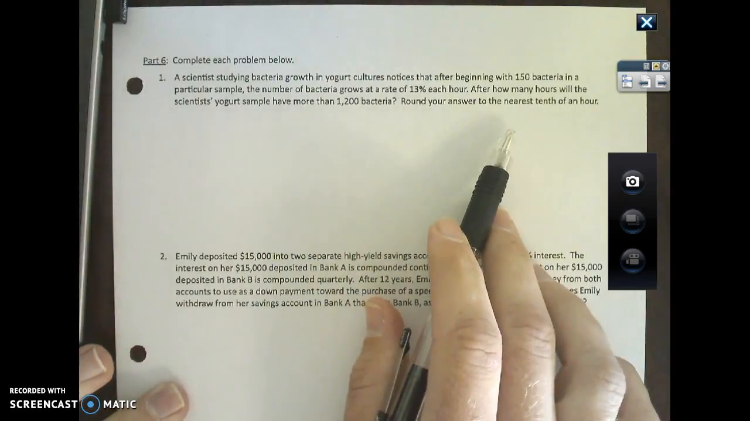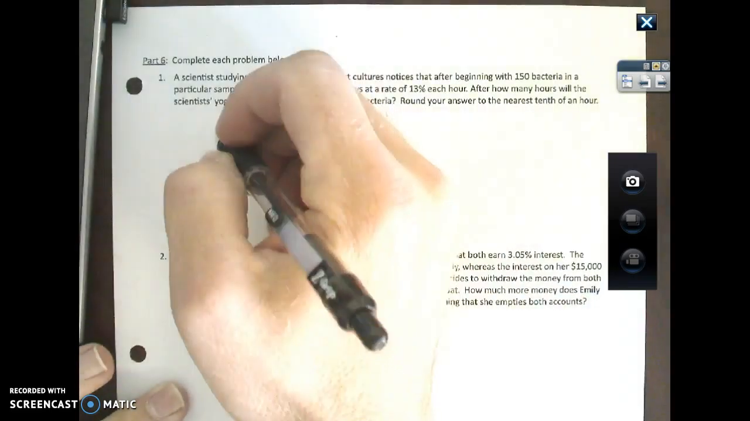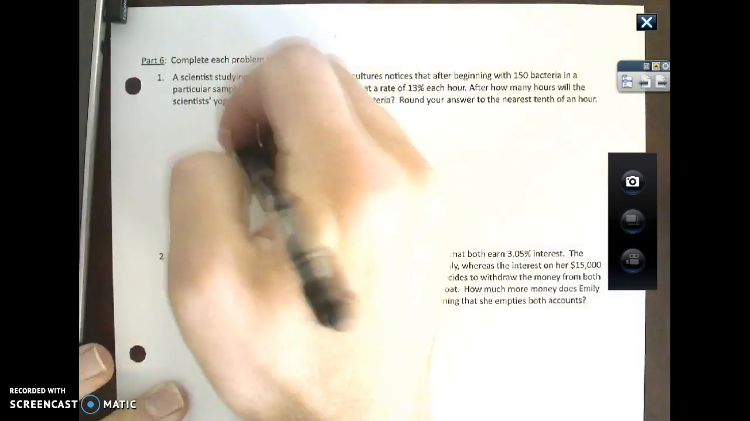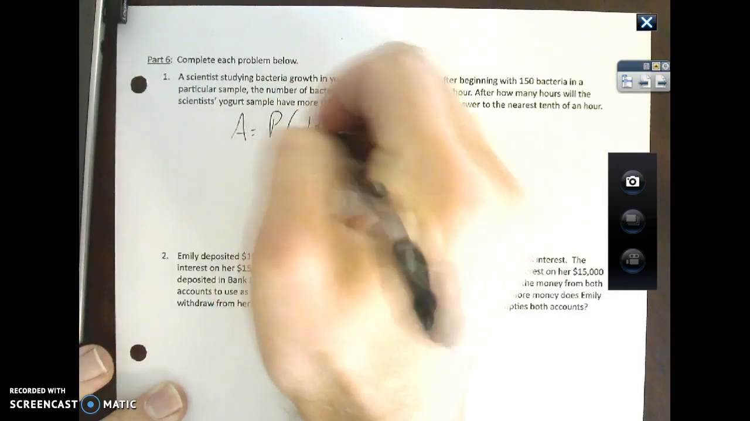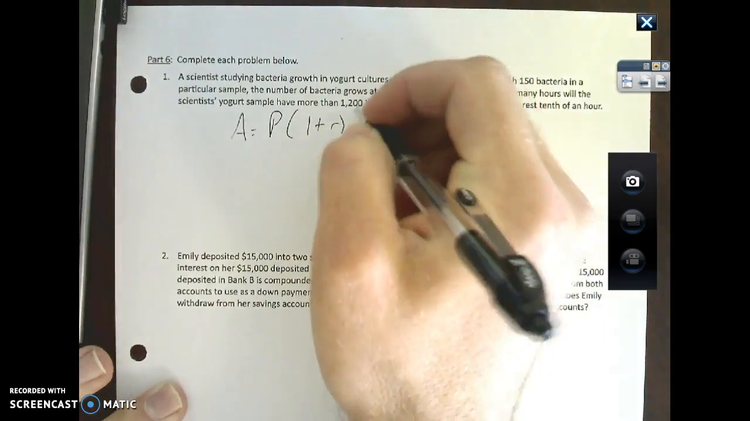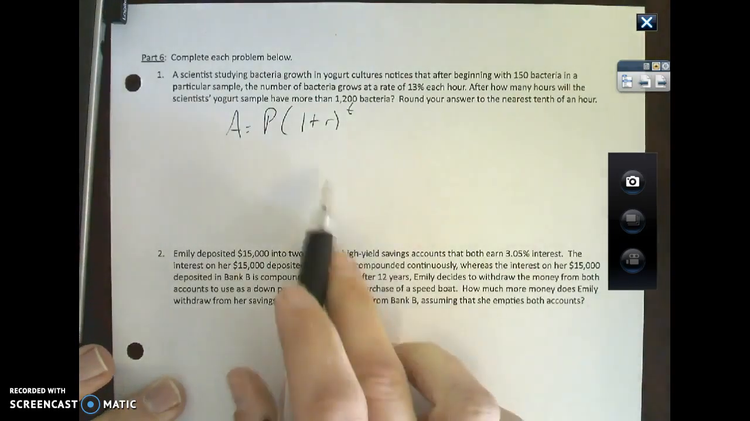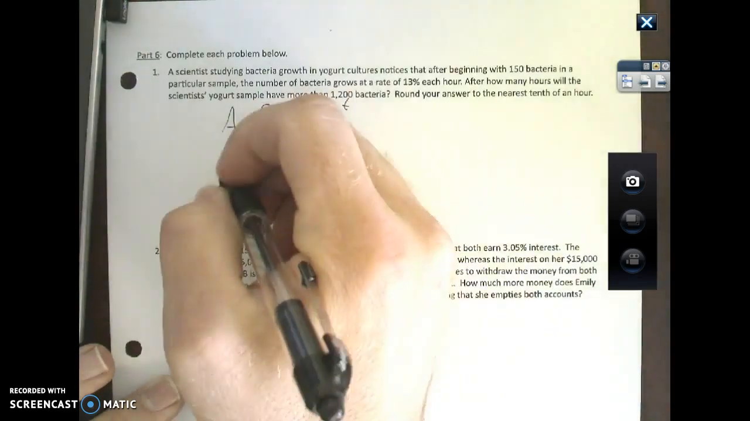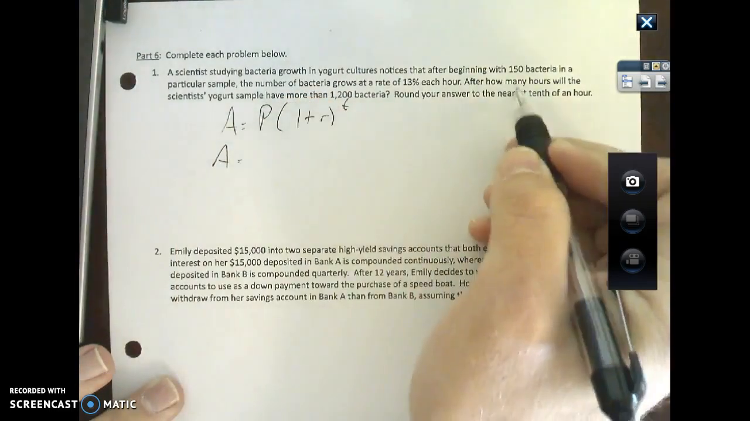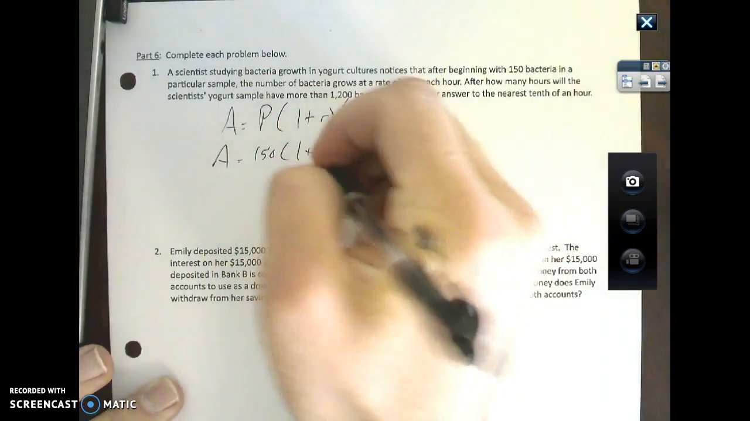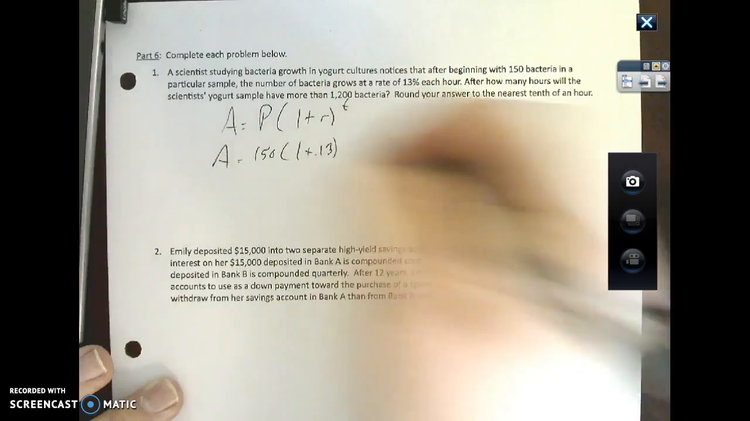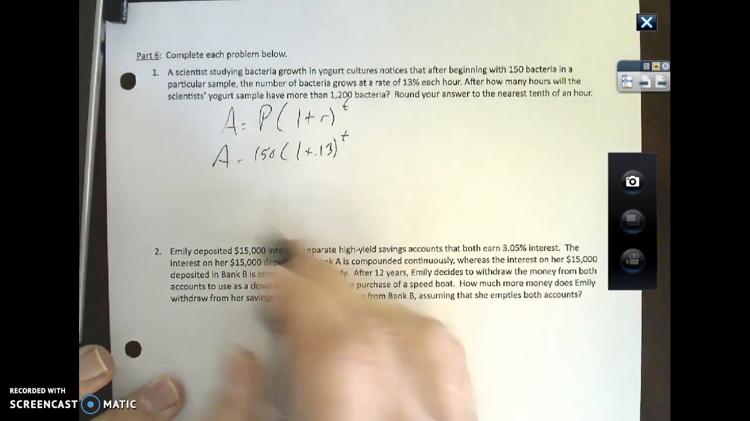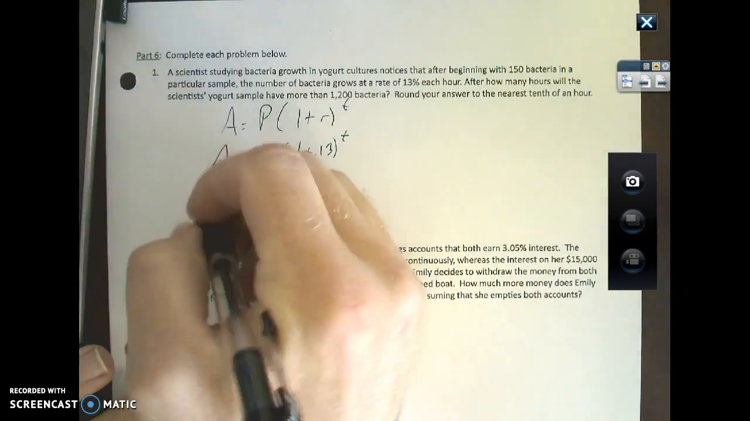Take a look here. Okay, we have our growth model. Exponential growth is A equals your principal, 1 plus R raised to the T. Okay, it's a plus for growth, it's a minus for decay. Keep that in mind. So my principal, or what I'm starting with, is 150 bacteria. The interest rate is 13%, or 0.13. And what I want to get to is 1,200.